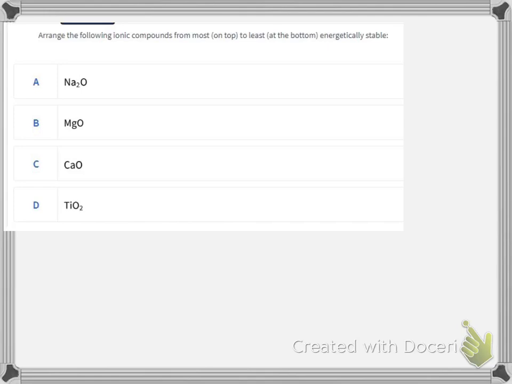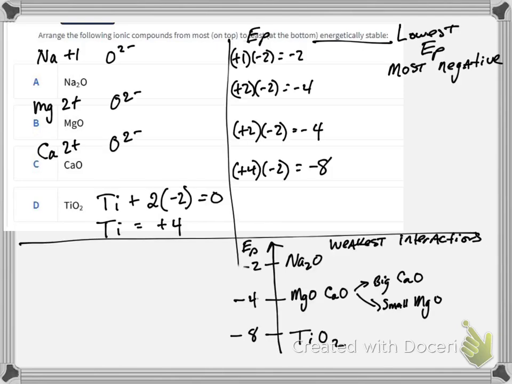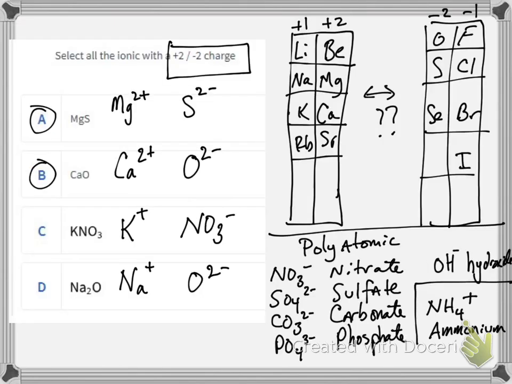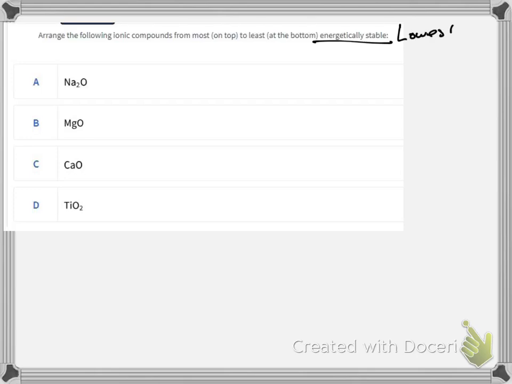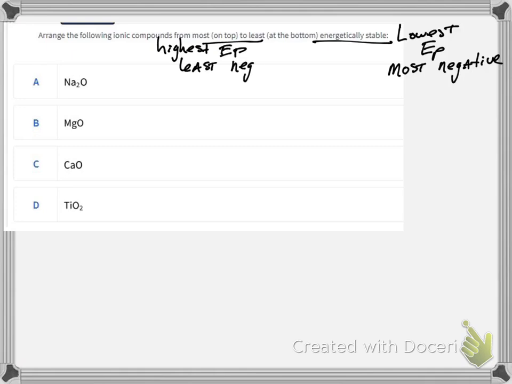Okay, so we did a problem like this in class where we're going to rank the energetic stability of ionic substances. All right, so the most energetically stable is going to be the lowest potential energy, the most negative. And then the highest potential energy is going to be the least negative, least stable.